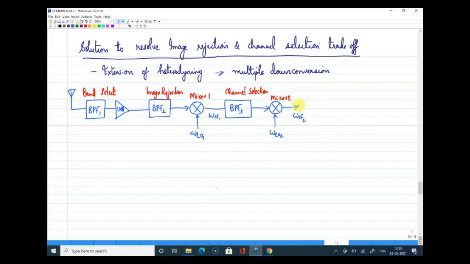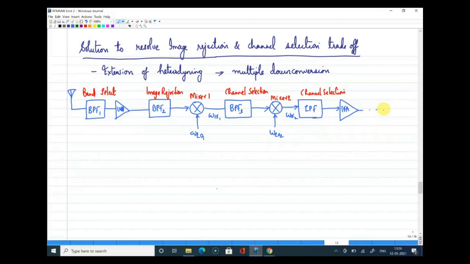And the specialty of this is now your omega IF2, compared to omega IF1, is still smaller. So with that, I can try for a channel selection where I will use a channel selection filter again. Depending on the intermediate frequency we use, we can employ either a band pass filter or a low pass filter. But now here we are looking only for two stages of down conversion, and this will be followed by the intermediate frequency amplifier and the rest of the stages.